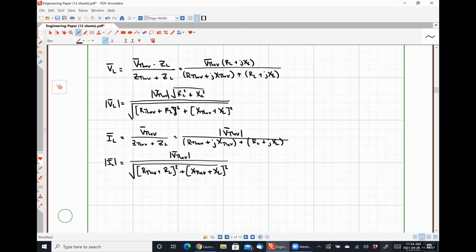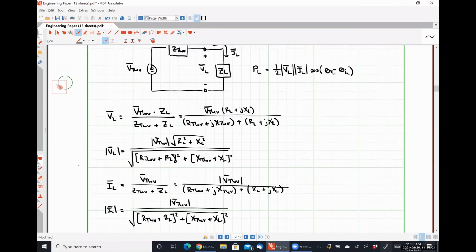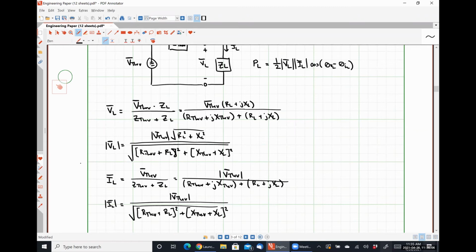So I know what the magnitude of my voltage drop over the load is. I know what the magnitude of the current flowing through the load is. So the last thing I need to figure out is some relationship that expresses the cosine of theta V minus theta I, okay? Now, hopefully you guys recall that an impedance can be expressed in both rectangular form, which is what we've been doing, and polar form as well, okay?